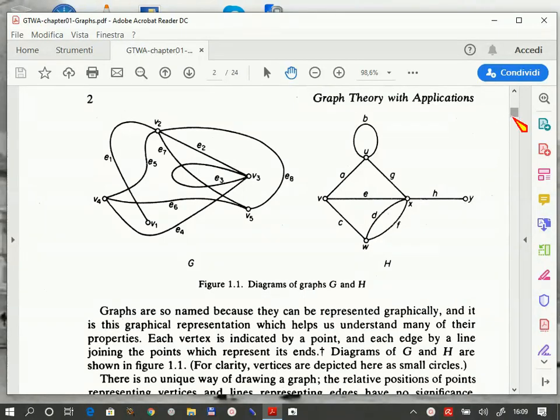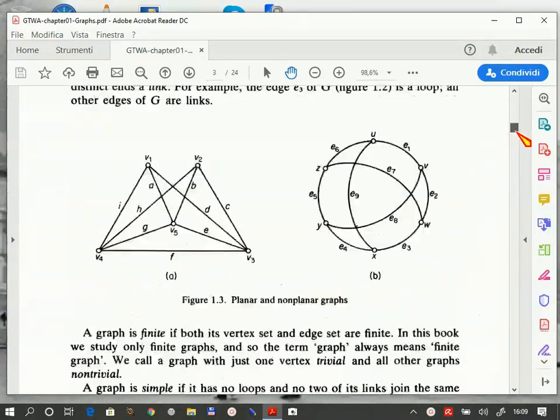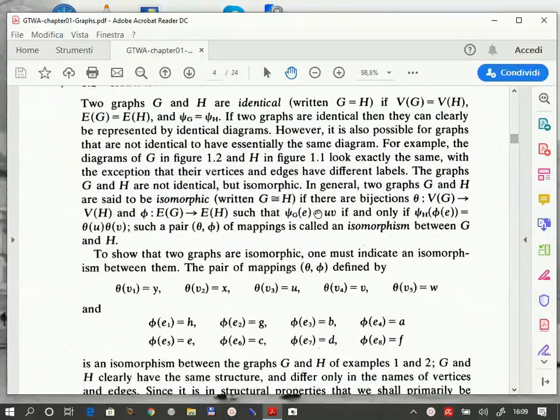And so this reveals what? That you have this, you have a pair of mappings, a bijection between the vertices of G and the vertices of H, and this is called the letter theta, Greek letter theta, and this is Greek letter phi, a bijection between edges of G and the edges of H, but with a condition.